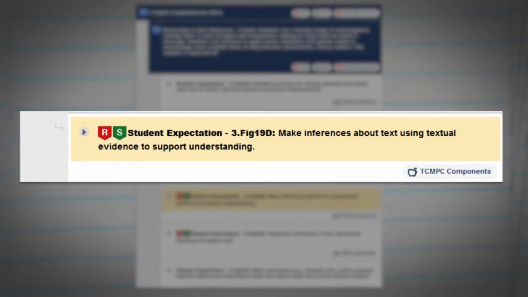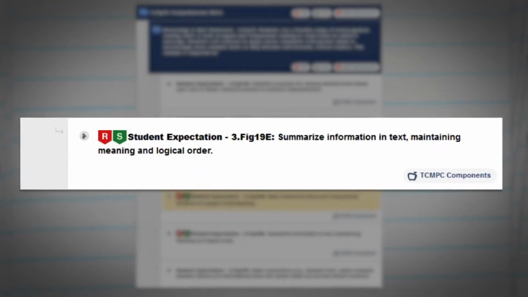Figure 19d says, make inferences about text using textual evidence to support understanding. And lastly, Figure 19e says, summarize information in text maintaining meaning and logical order. So here's what I'm thinking when I read these. Students will need to be able to take the author's message beyond the text, cite information, and determine the author's meaning.